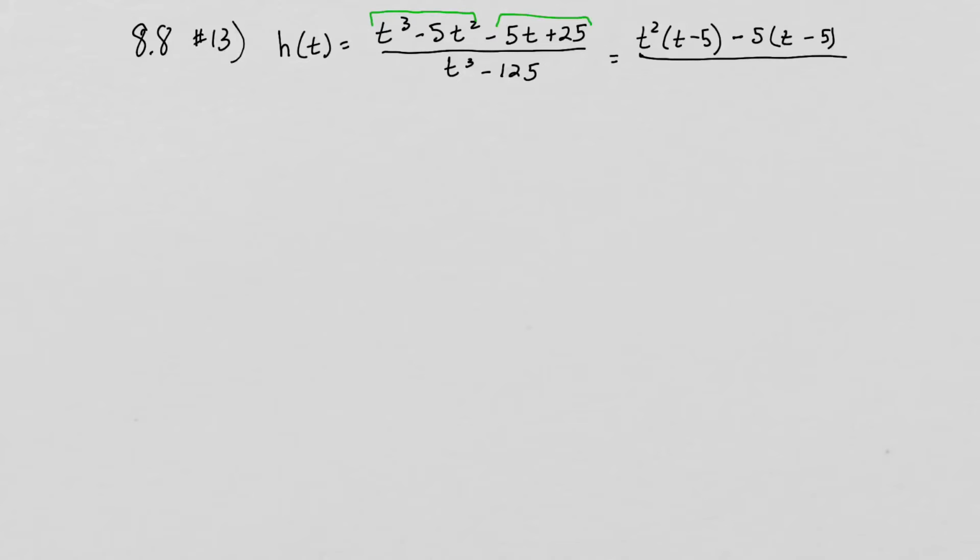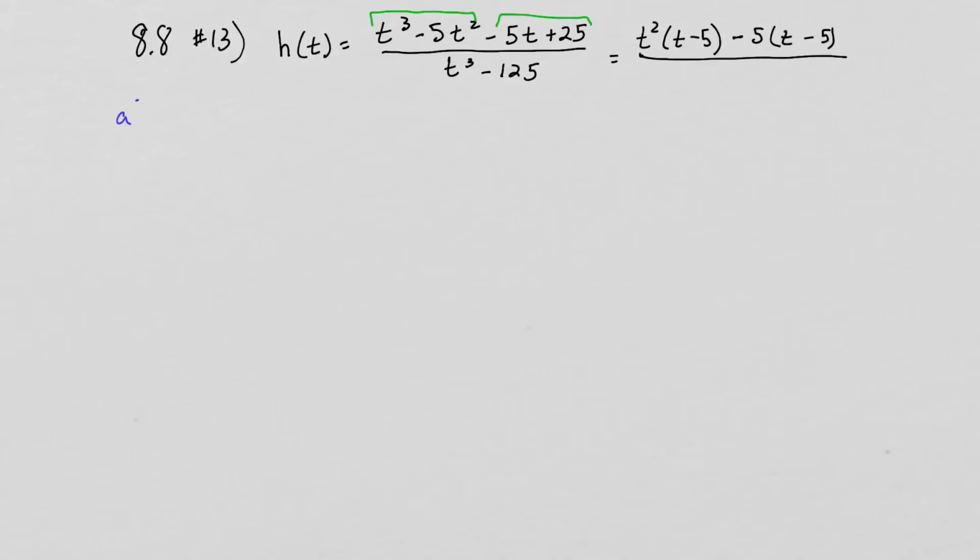I want the two t minus 5s to be the same, and if I did not pick a minus 5 here, I would have negative t plus 5, and I need t minus 5 and t minus 5 to be the same. In the denominator, we're factoring the difference of cubes. Remember we had a little rule for that.